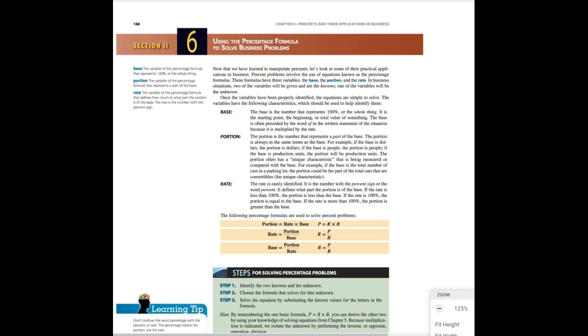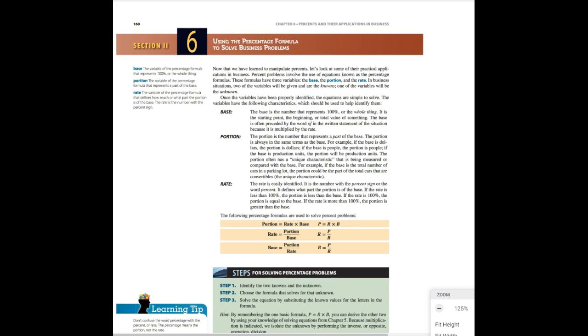So the base is a number that represents 100% or the whole thing. The portion is part of the base. So if the base is in dollars, the portion has to be in dollars. If the base is in people, the portion has to be in people. Then the rate is very easily identified. It's the number with the percentage sign or the word percent. So that's extremely easy.